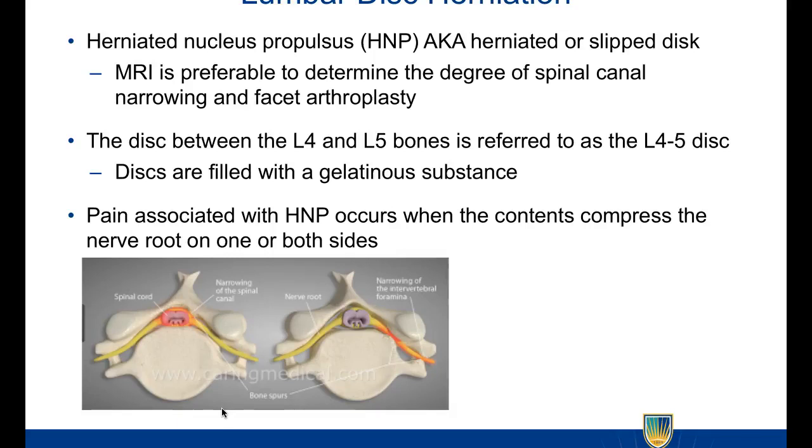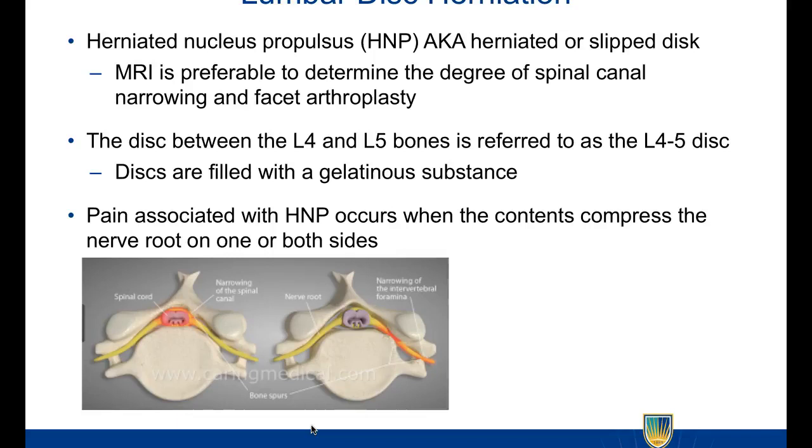Lumbar disc herniation. Herniated nucleus pulposus (HNP) is the medical term for what is commonly known as a herniated or slipped disc. Between each bony vertebrae lies a disc that provides cushion, support, and flexibility within the spine. Each disc is named for the vertebrae above and below it. So the disc between the L4 and L5 space is referred to as the L4-L5 disc.